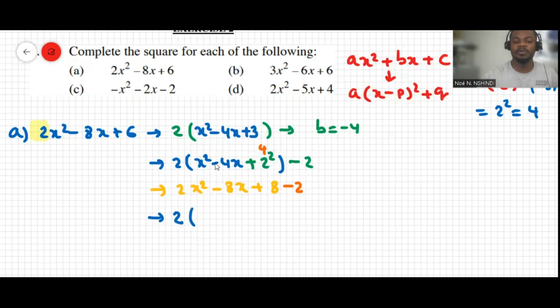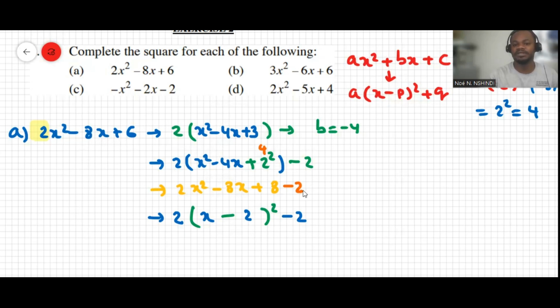2 open bracket x minus 2 close bracket, to the power of 2. I want to use the sign of the middle term, then I just take the bases. I take x, and I take 2 there, and then minus 2. Now this is the completed square form of this expression.